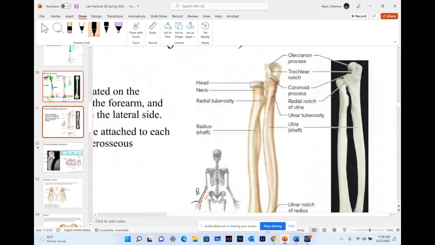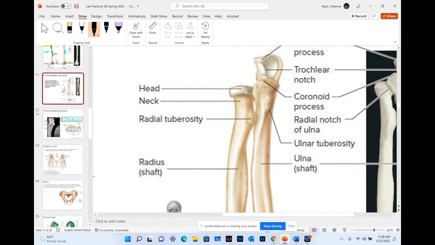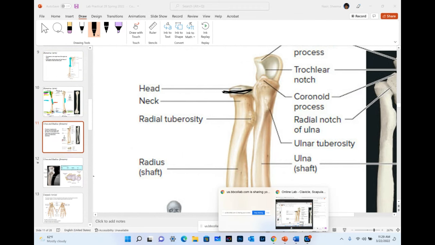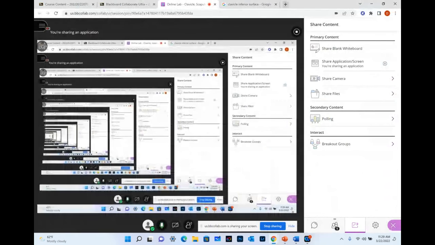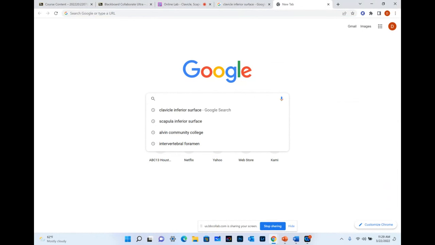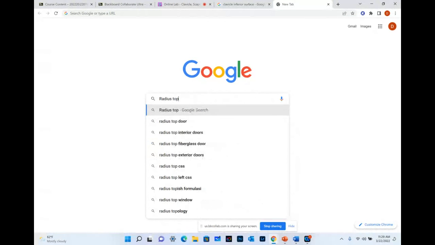Now let's look at the bone. Why is radius called radius? Radius is going to have a rounded head on the top. You see this? It's rounded. And radius you can only measure in a circle. So let me show you a radius. Radius, top.